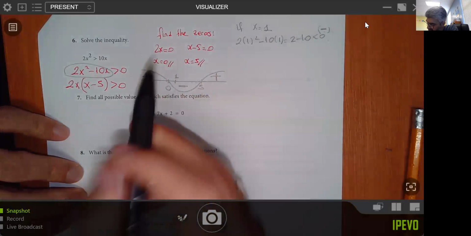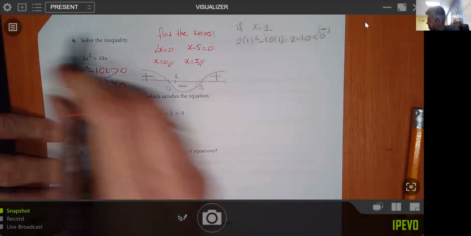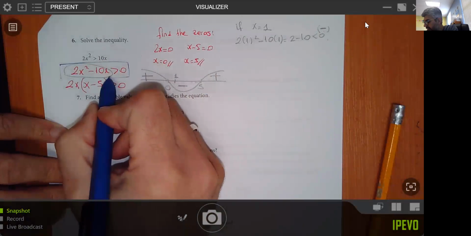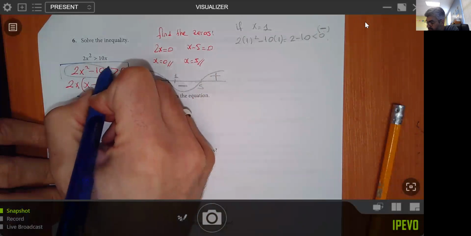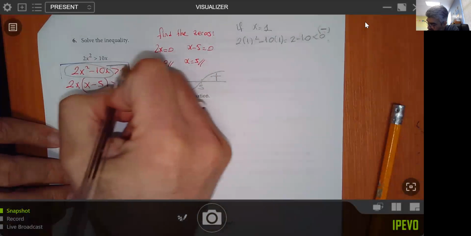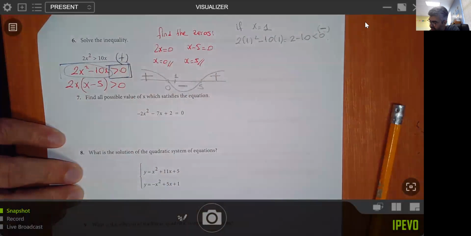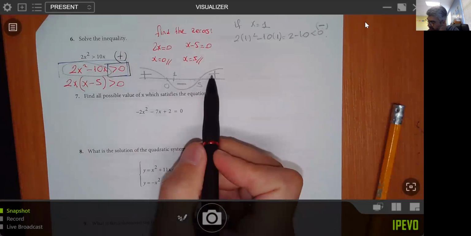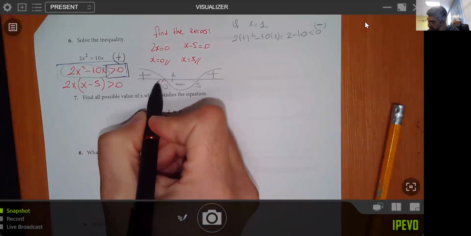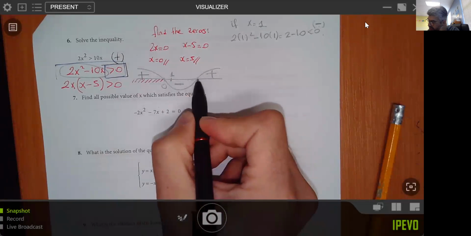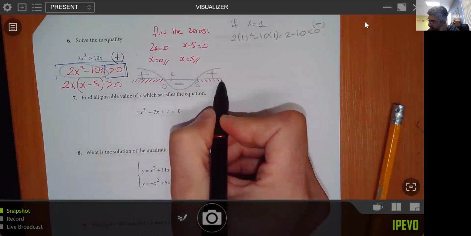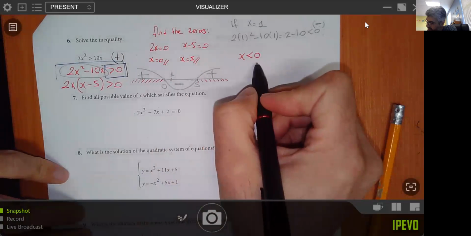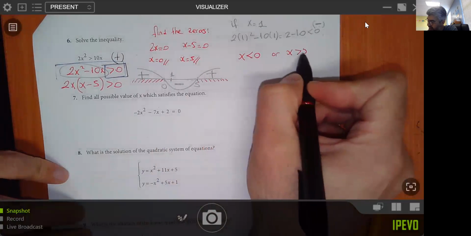What was the question? Go back to the question. Here, this is our question. We are looking for 2x squared minus 10x greater than 0. What is greater than 0, guys? Greater than 0 means plus. So we are looking for x values which make it positive. We can see it in the sign table. The function is positive if x is less than 0, and positive if x is greater than 5. So we have two solutions here: x less than 0 or x greater than 5.